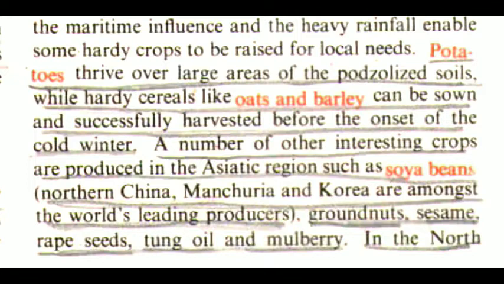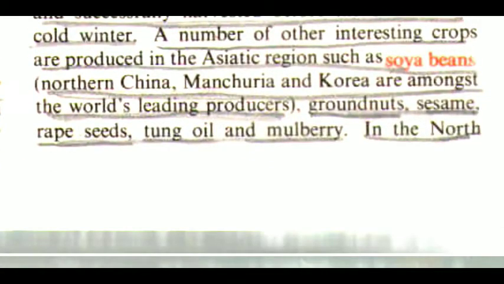A number of other interesting crops are produced in the Asiatic region, such as soya beans. Northern China, Manchuria, and Korea are amongst the world's leading producers. Groundnuts, sesame, rapeseeds, tung oil, and mulberry are also grown.